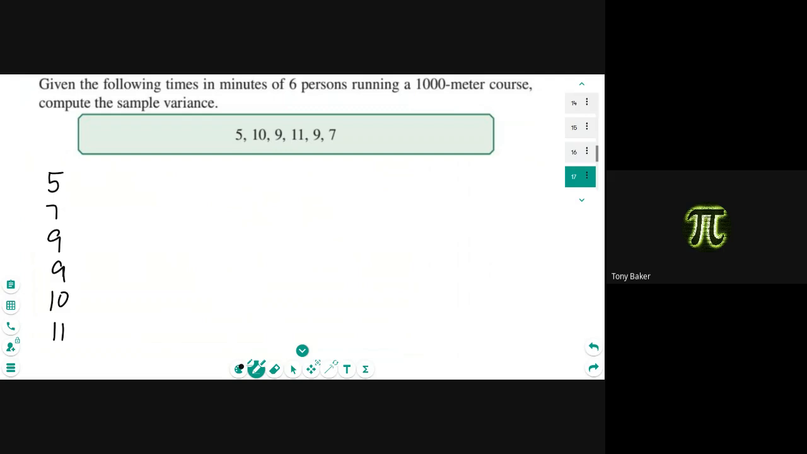What's the mean? Nobody? Come on, it's just calculating. Fine, I'll do it. All right, so 8.5 is my mean.